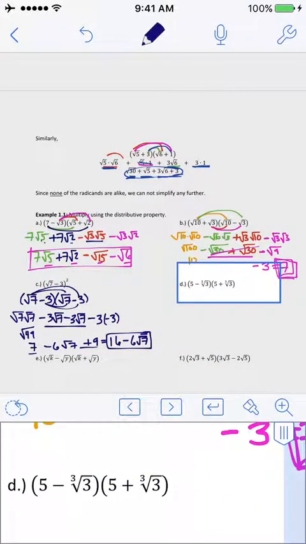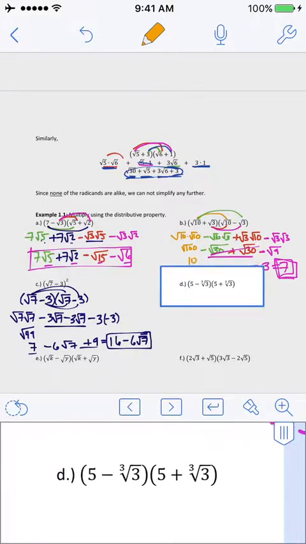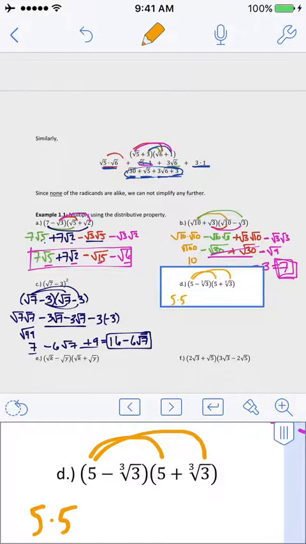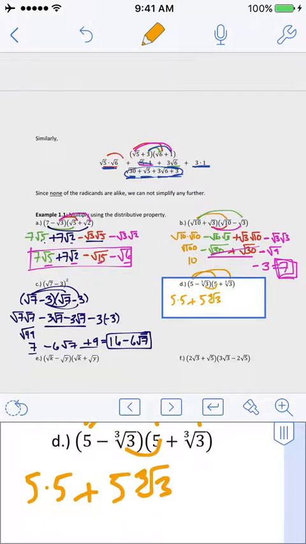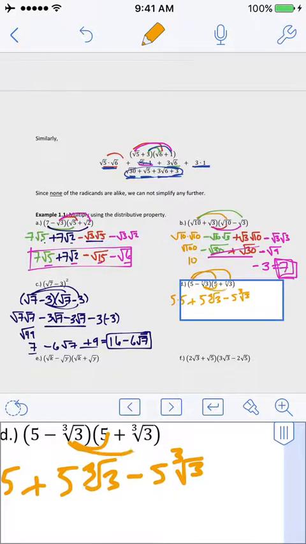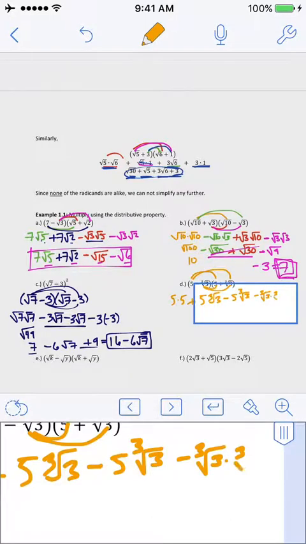Let's do another one. Ooh, this one also looks like a difference of squares, the same kind of thing. We got some higher powers going on here. But again, higher powers, they're not special. It's the exact same thing. So I just multiply these two guys. 5 times 5. And then we have those two guys at the end, so there's the second combination. Plus 5 cubed root of 3. Those two guys, minus 5 cubed root of 3. The last one, negative cubed root of 3 times the positive cubed root of 3.